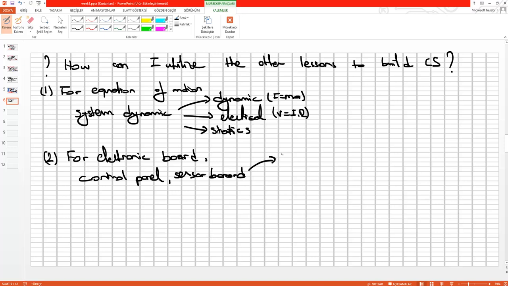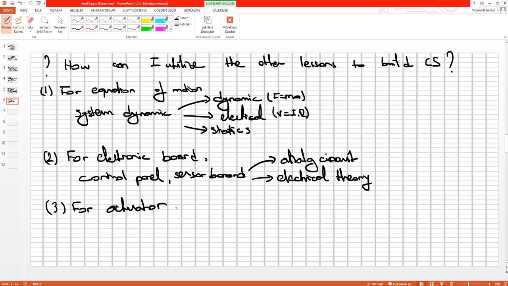And so the analog electronics information, the analog circuit information, should be known, right? Or the electronic or electrical theory lessons, right? And then if you know the rules of analog circuits, you can design the control panels or the sensor board, right? Or for actuator design, you need to build the motor driver, and the selection of the actuator must be given here.